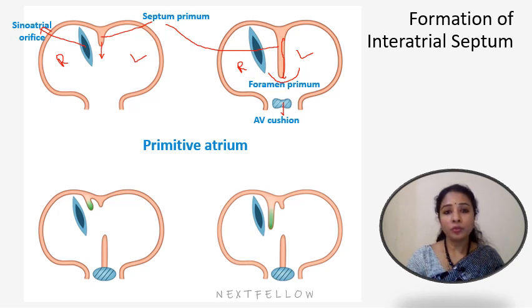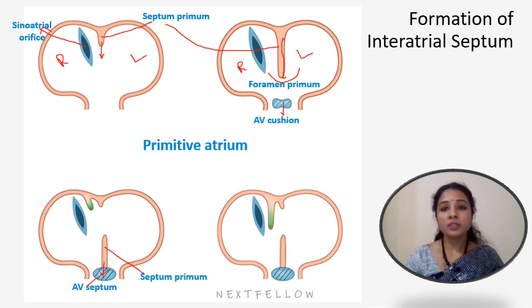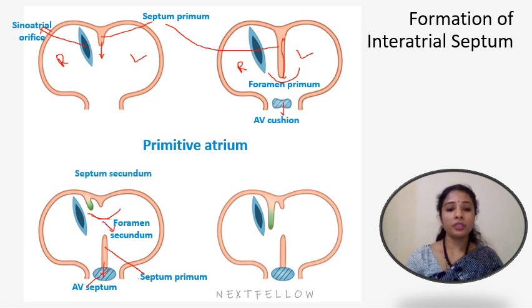And as the septum fuses with the AV septum, you can see the septum primum is fused here in the third image with the AV cushion. So this is the AV septum. This is septum primum, which is fused now. So after fusing, what happens? The upper part of the septum primum breaks down. So you can see it breaks down, developing a communication which is called foramen secundum. This communication is called foramen secundum, which is otherwise called ostium secundum as well.